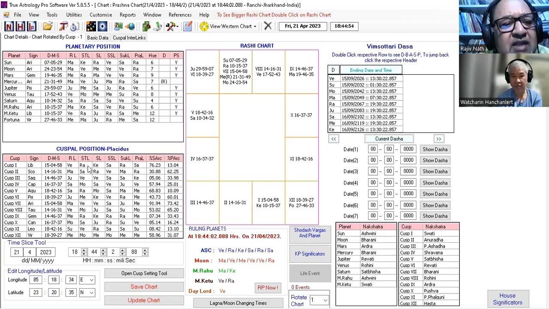Cusp 1, the ascendant Rashi Lord is Venus. Then second is the ascendant star lord, which is Rahu. Then third is the ascendant sublord, which is Ketu. After this, you need not consider the sublord. Then you take the moon. Where is the moon? Here is the moon. The Moon's Rashi Lord is Mars. And then the star lord is Venus. You can check from here. And then the sublord.